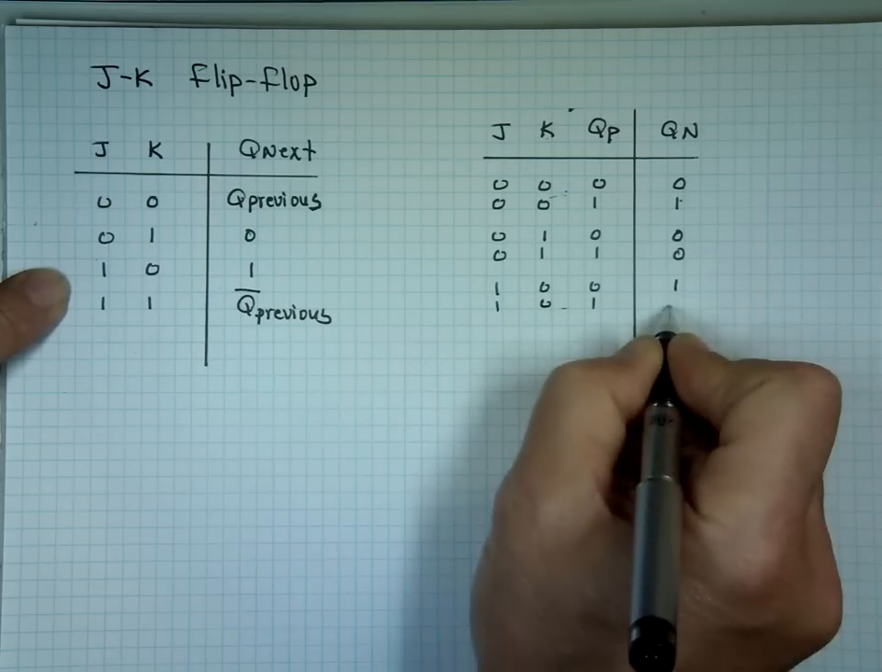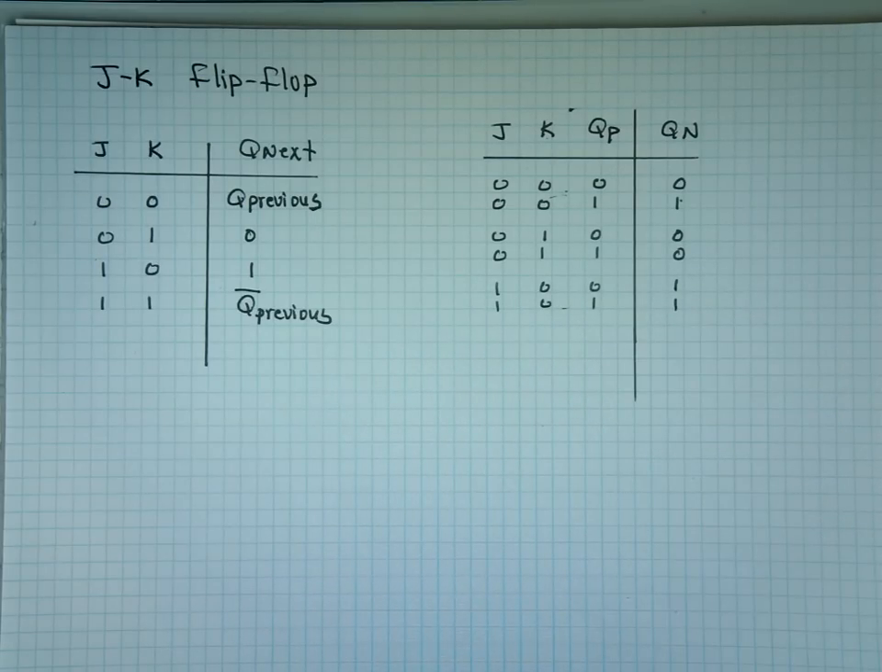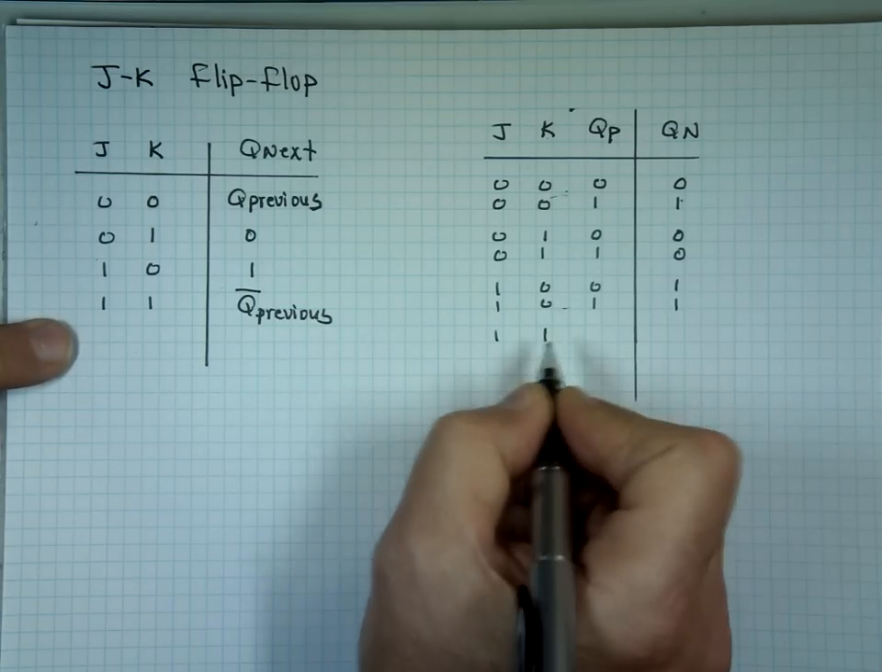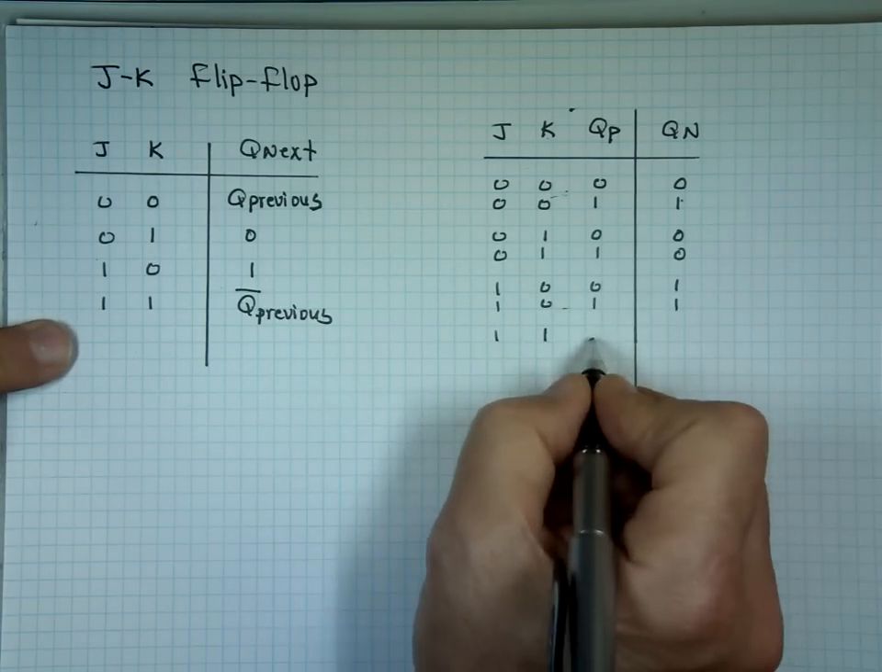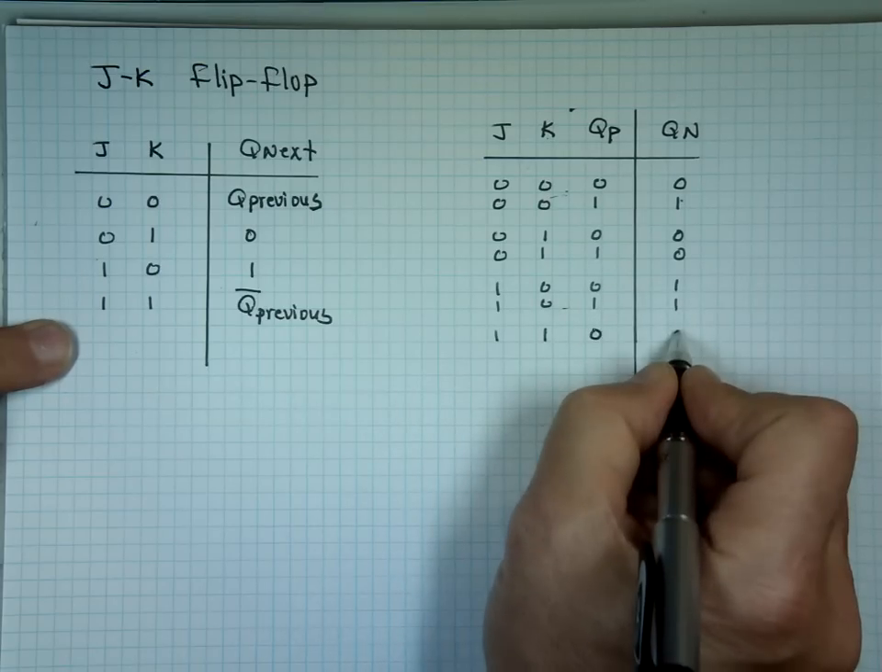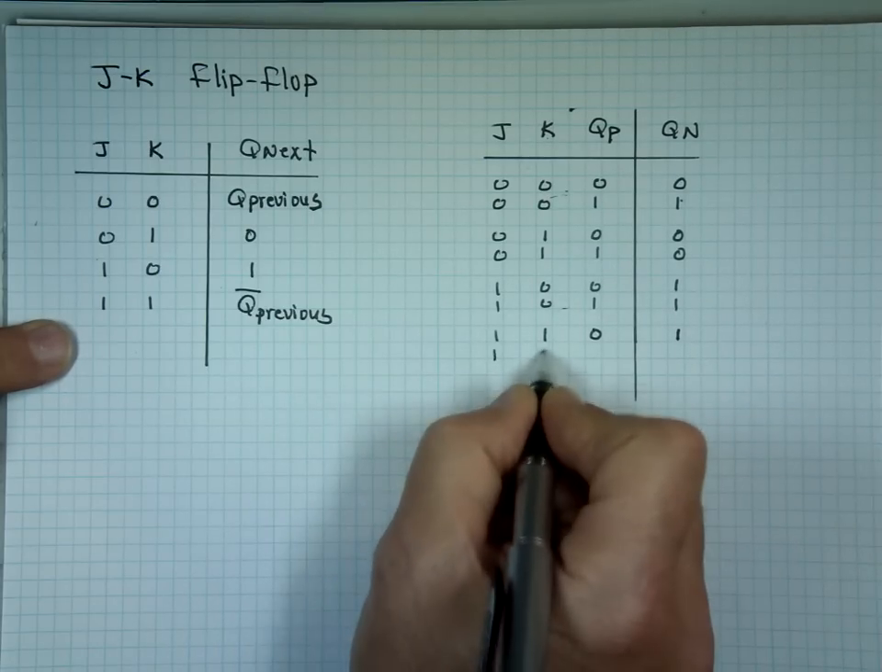And now here's the difference. When you put a 1, 1, that's the complement. If the previous state was 0, you'll get what? 1. But if it was a 1, you'll get what? 0. And that's how that flip-flop works.